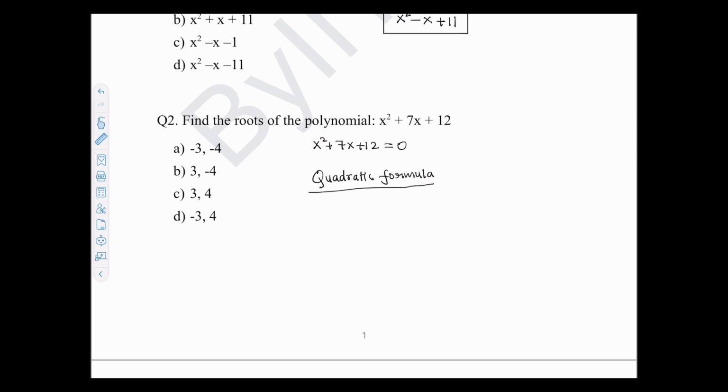Now, what's a quadratic formula? So, when a quadratic equation is given to you, which is of the form ax squared plus bx plus c equals 0, then the roots of this quadratic equation are given by minus b plus minus square root of the discriminant over 2a. Now, what is the discriminant? The discriminant is equal to b squared minus 4ac. So now let's use the formula to calculate the roots.